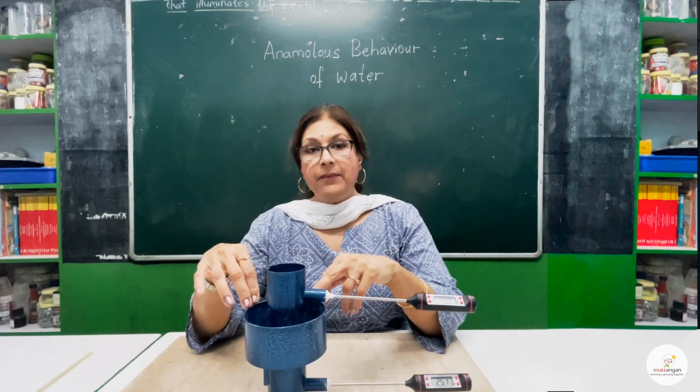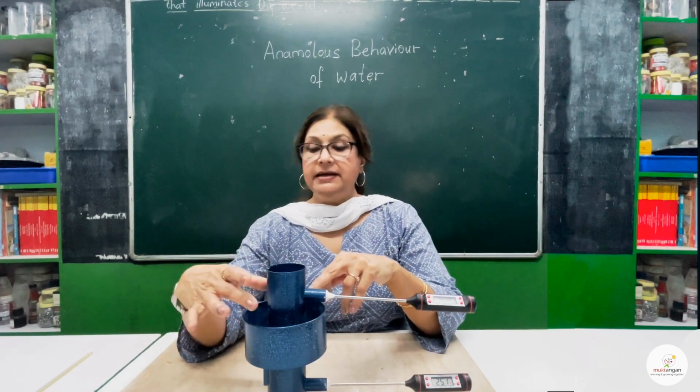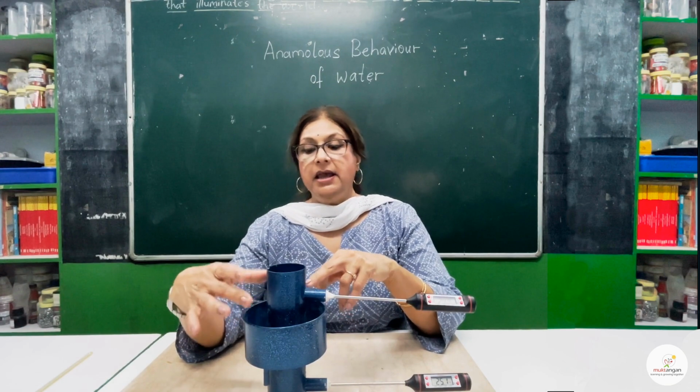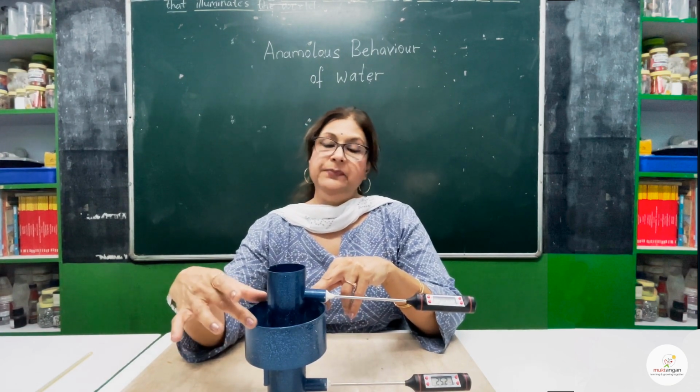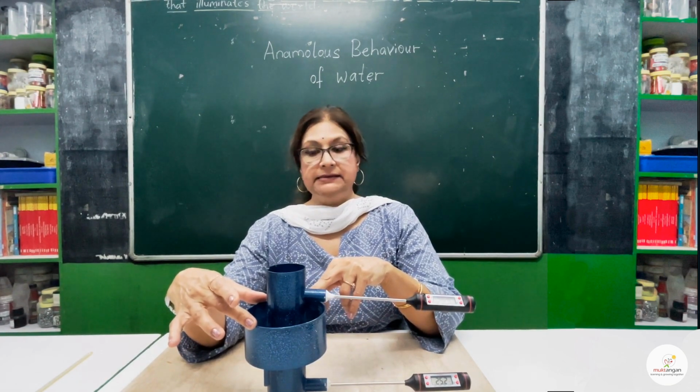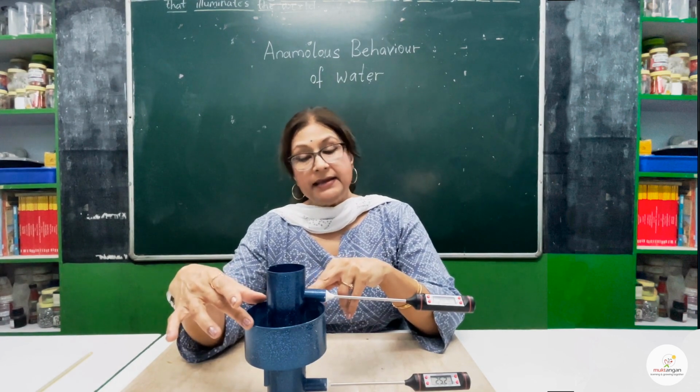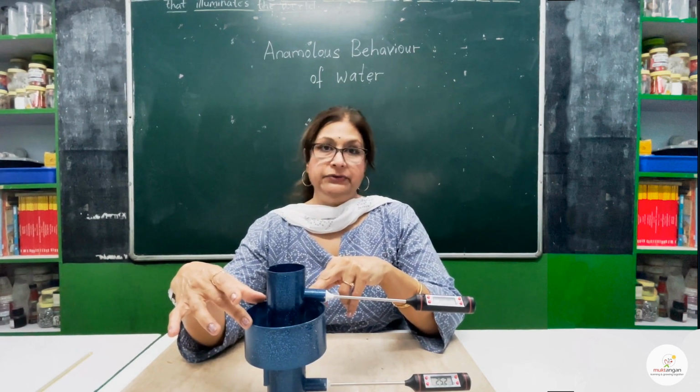Okay, so now I'm going to add the middle portion, that is the trough, with dry ice. Usually for this experiment, people use a mixture of salt and ice. The reason why I'm adding dry ice, I will explain it to you a little later.